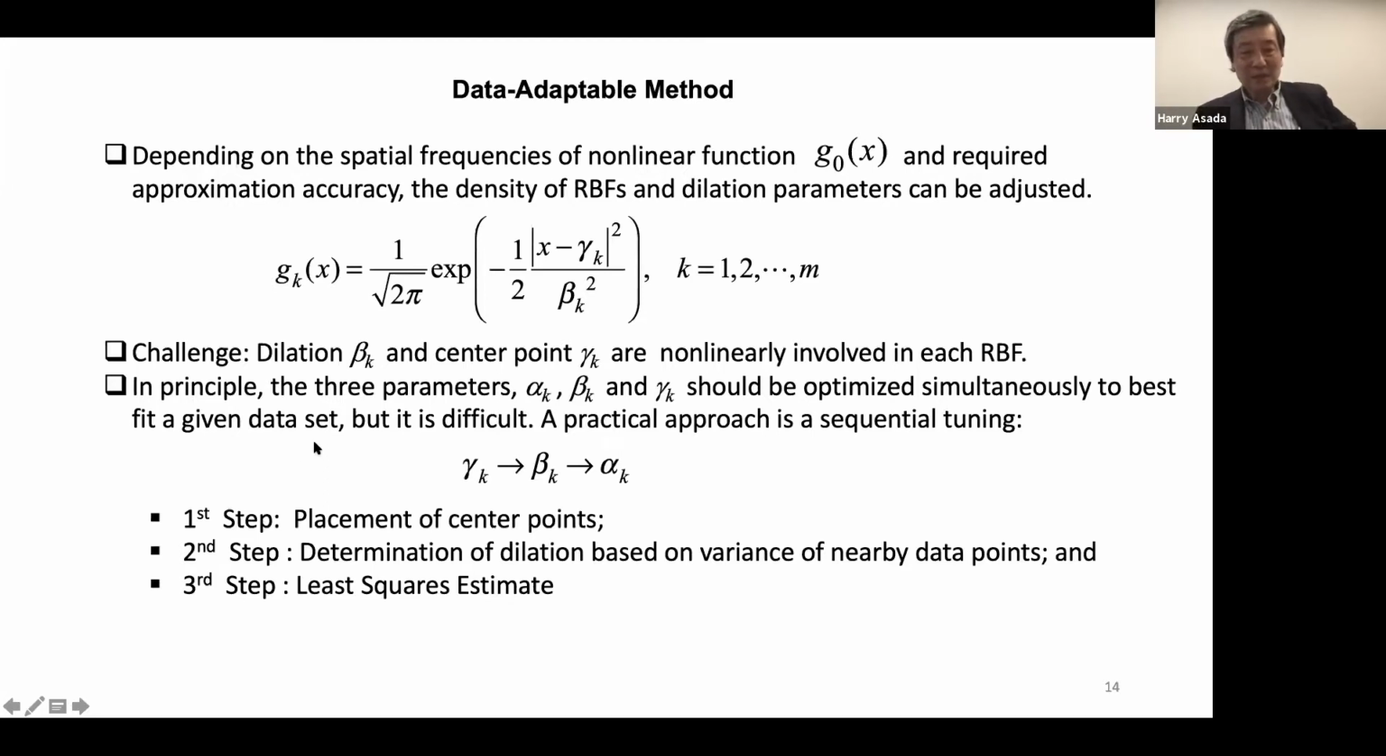But in fact, it is very difficult. So a practical approach is sequential tuning. We first tune gamma, so center points are determined, followed by the direction parameter beta k, and finally the weight alpha k. So step one, placement of the center points. Step two, determination of the direction beta k based on the variance of nearby data points. And step three is the least square estimate. So that is the procedure that we take.